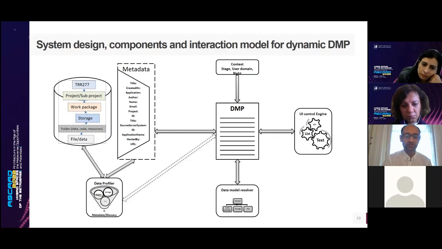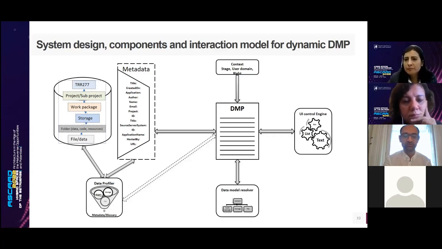The DMP component will also have an associated context, which will be governing contextual information and states of the DMP. The data model resolver will be resolving the DMP form, data model, etc. as per the corresponding data set. The user interface control engine will be dynamically resolving form and user interface components rendering at runtime.